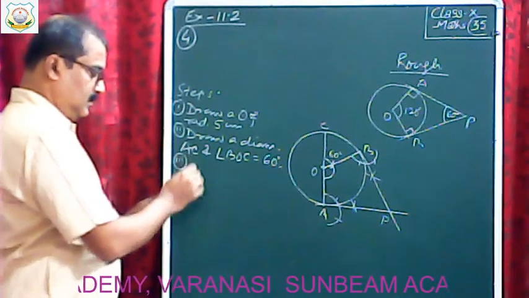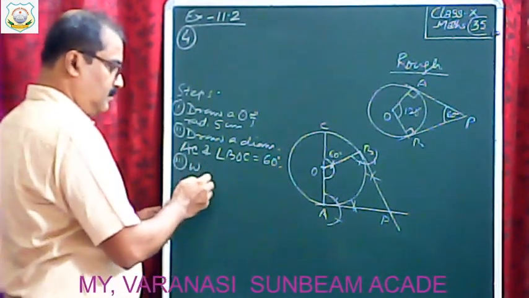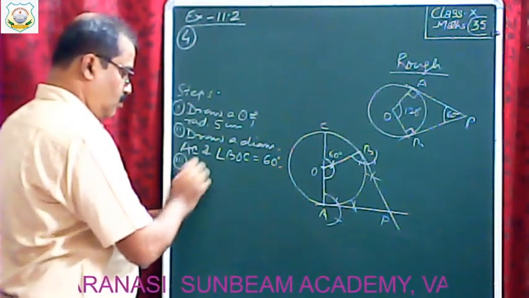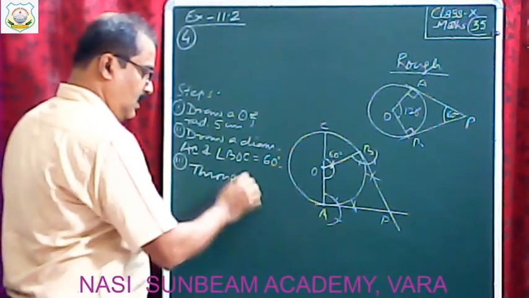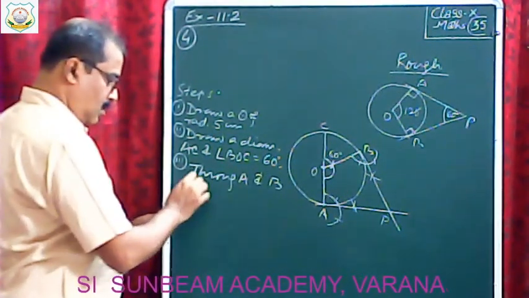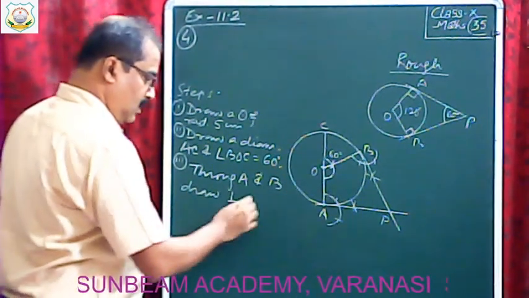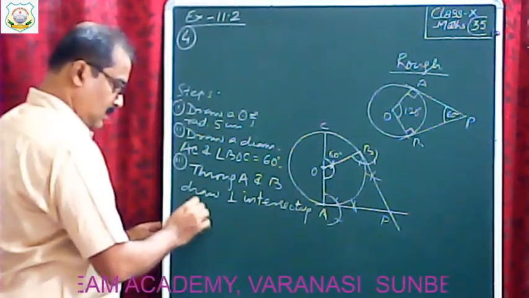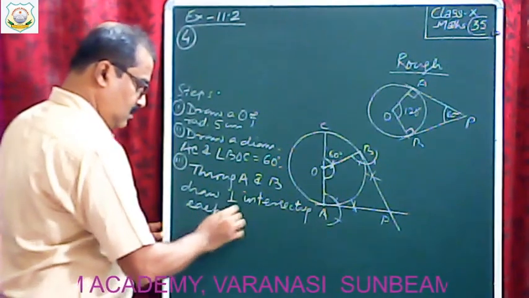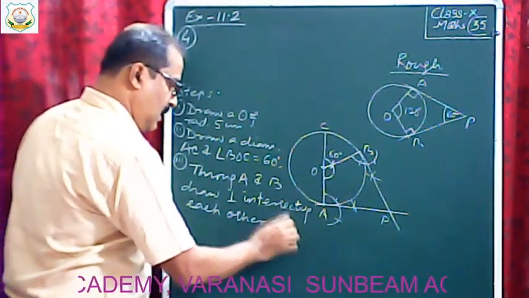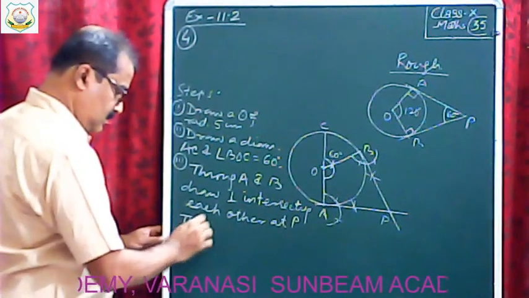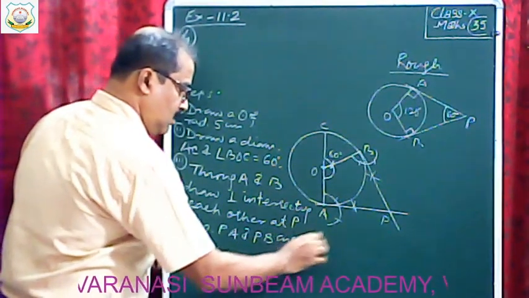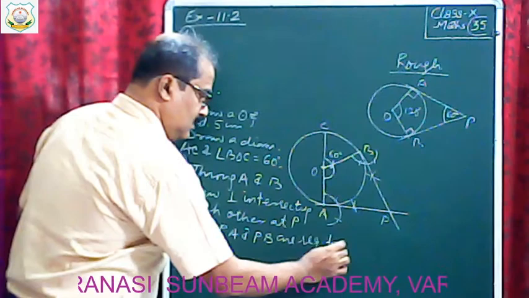Let's see. Third, through A and B draw perpendiculars intersecting each other at P. Thus, PA and PB are the required tangents.